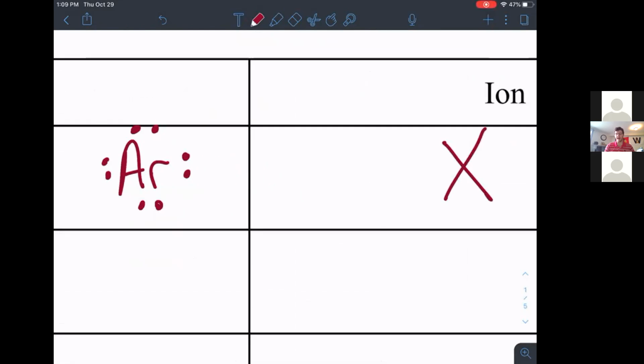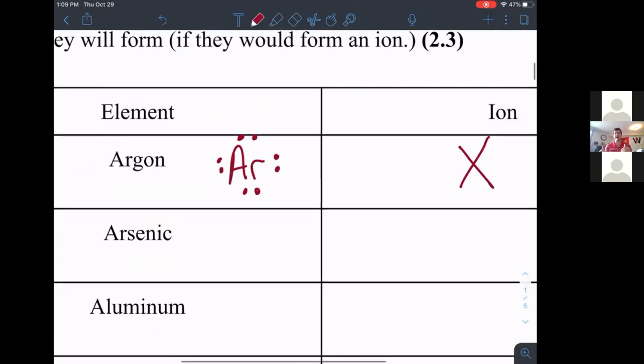There's no ion for this one because it's a noble gas, because it does not want to gain or lose any valence electrons. It already has its 8. It doesn't want any more. It doesn't want any less. So it does not create an ion, because we only create ions to fill out our 8 valence electrons.